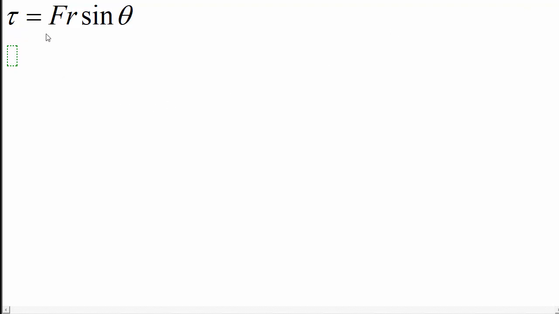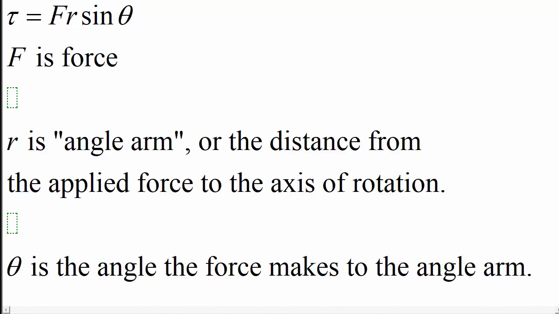So a torque is how hard you push multiplied by how far away your force is from the rotation multiplied by the sine of the angle of your push. Here we have it in plain English. F is force, r is the angle arm, or the distance from the applied force to the axis of rotation, and theta is the angle the force makes to the angle arm.